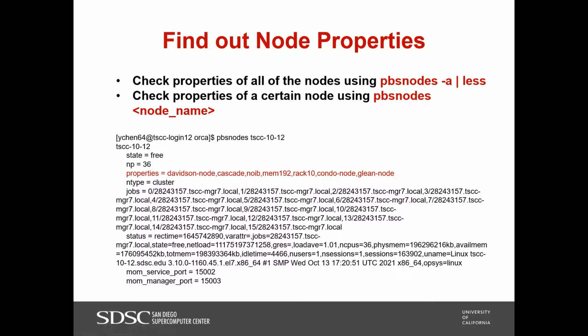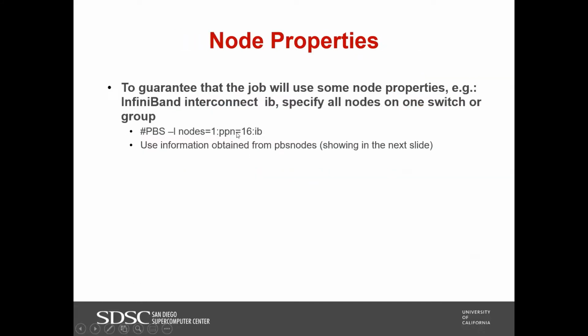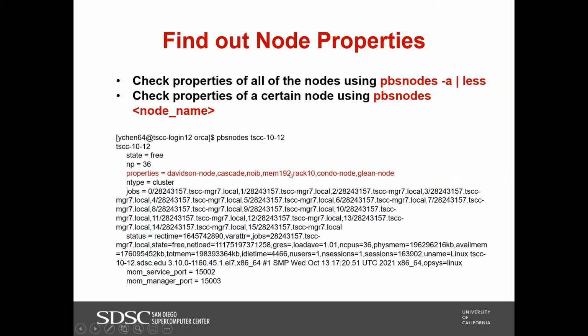So what if I want to use a compute node that has 192 gigabyte memory? I may specify the node properties with a colon and then mem192. Once my job starts, my job might be running on TSCC-10-12. Of course, we have many other nodes that have 192 gigabyte memory, so it might go to those nodes as well.